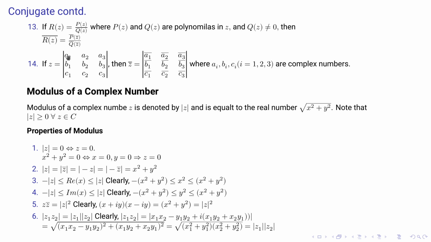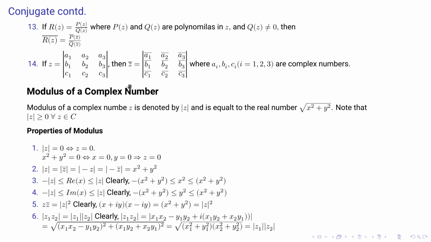Now, if z is the matrix with entries a1, a2, a3, b1, b2, b3, c1, c2, c3, then conjugate of z is equal to the matrix with entries a1 bar, a2 bar, a3 bar, b1 bar, b2 bar, b3 bar, c1 bar, c2 bar, c3 bar, where ai, bi, ci are complex numbers and the value of i is 1 or 2 or 3.